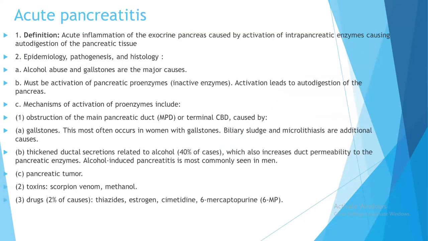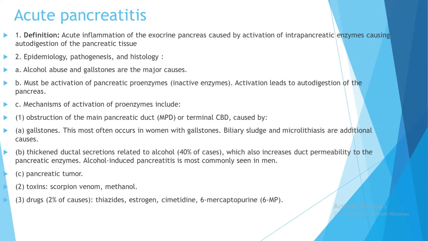Now let's talk about acute pancreatitis. It is acute inflammation of the exocrine pancreas caused by the activation of intrapancreatic enzymes, causing autodigestion of the pancreatic tissue. Regarding epidemiology, pathogenesis, and histology: alcohol abuse and gallstones are the major causes. There must be activation of pancreatic proenzymes, and the activation leads to autodigestion of the pancreas.